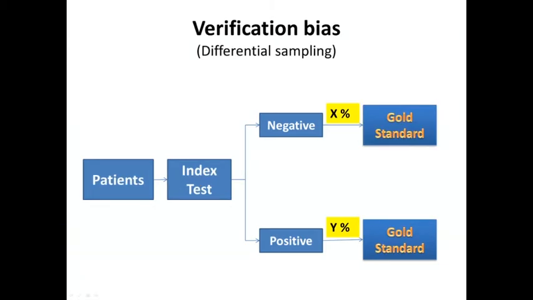Another one is verification bias or differential sampling. So in many studies, you have the patients, we do the test on them. Those that are positive, almost all of them go get the gold standard, say like surgery or something. Those that are negative, a very small percentage get the gold standard. And this can lead to bias in diagnostic accuracy studies and give very misleading results of sensitivity and specificity. This is very common in areas where the gold standard is invasive or expensive.